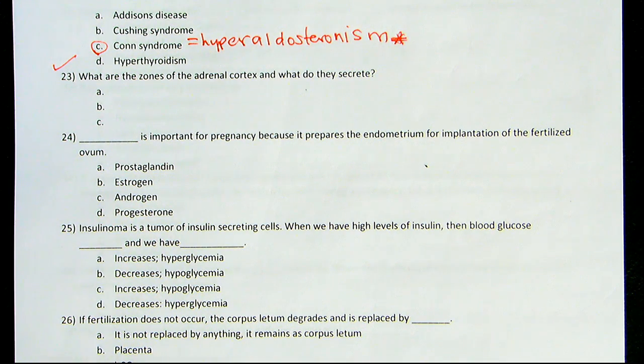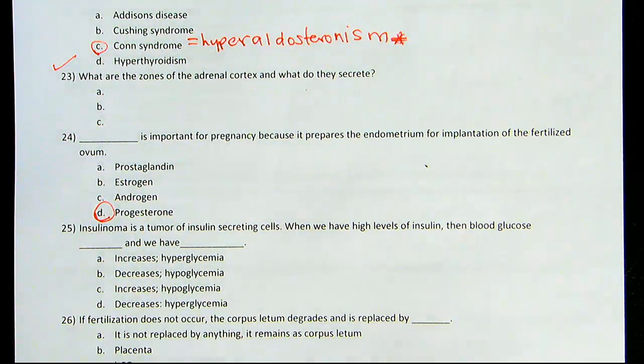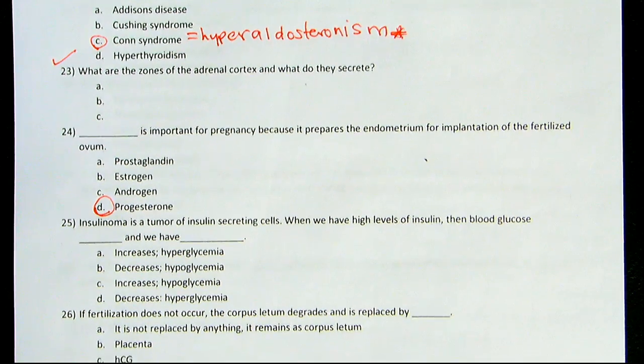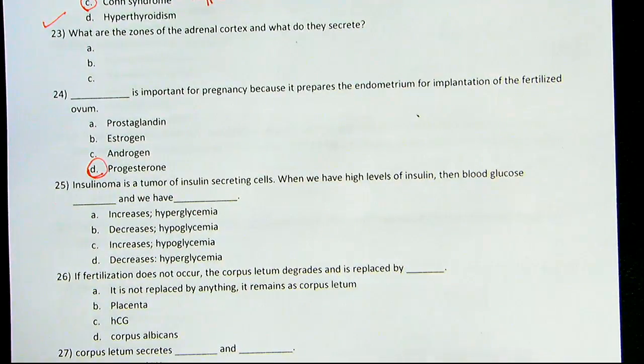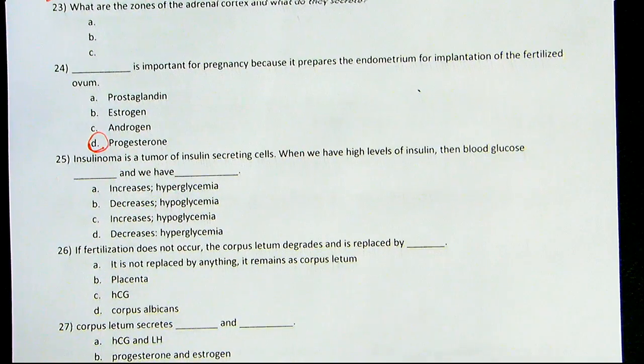Implantation of the fertilized ovum. What's responsible for it? Which one? Yes, progesterone. When we see decreases in progesterone, that's bad and can lead to an abortion.